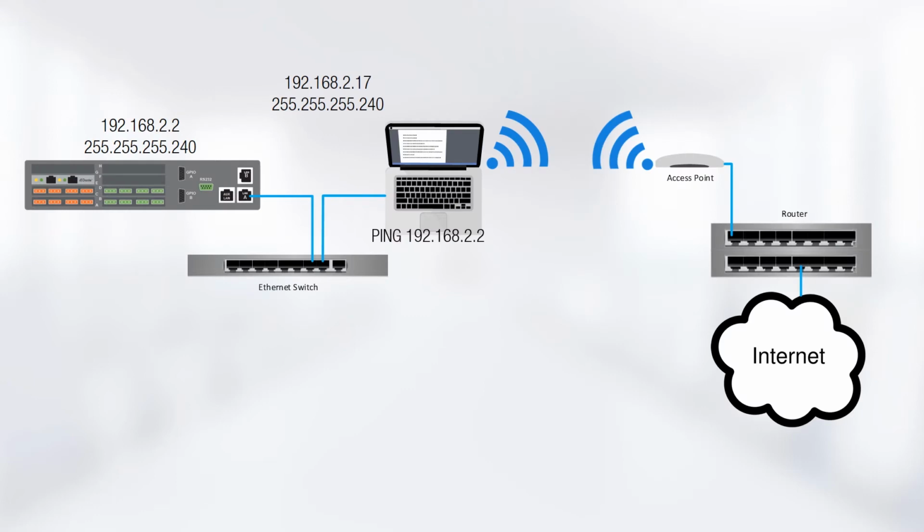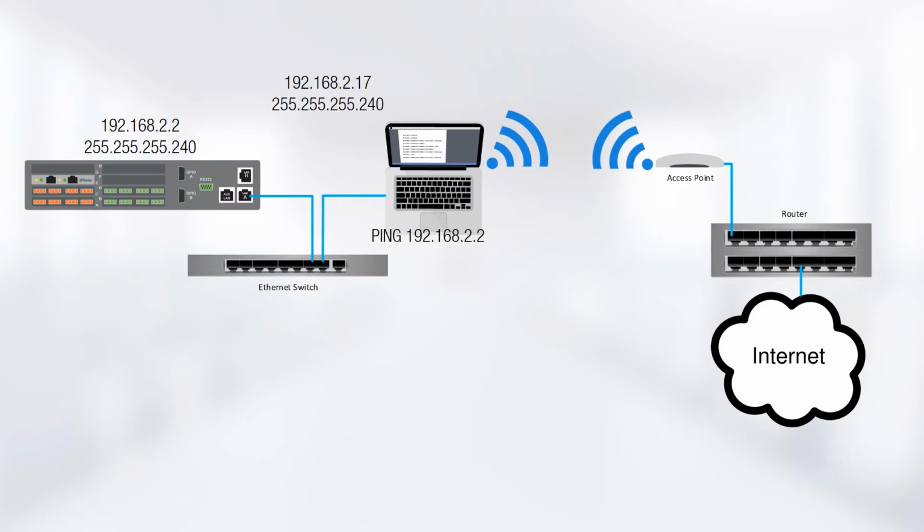Say I'm on a typical Q-SYS project site where I have a wired connection to the Q-SYS network and a wireless connection to the end user's guest network for email, chat, etc. Let's say the Q-SYS core is set up with the IP address 192.168.2.2 with a subnet mask of 255.255.255.240. I set my computer's wired connection manually to 192.168.2.17 with the same net mask as the core.